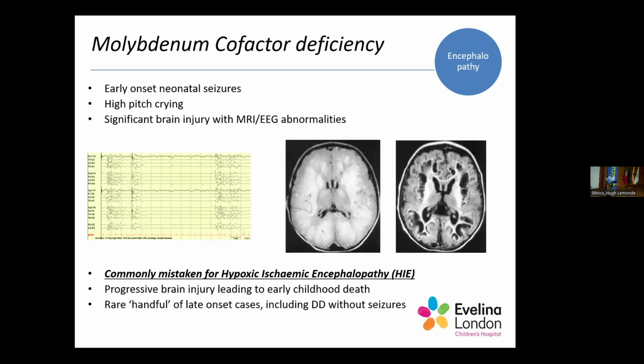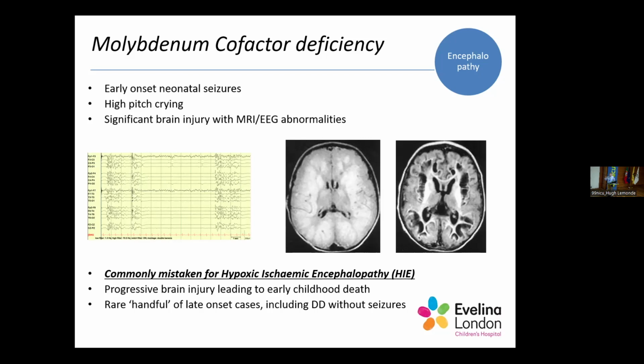The last condition, as I mentioned very briefly, is malignant cofactor deficiency. This is interesting because it is a common HIE mimic. So this is our metabolic HIE mimic. These children are born, they seize very quickly, they have these swollen cytotoxic brains, which then become cystic and look very like HIE, and are often misdiagnosed.